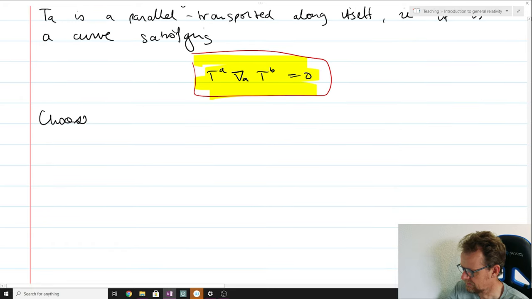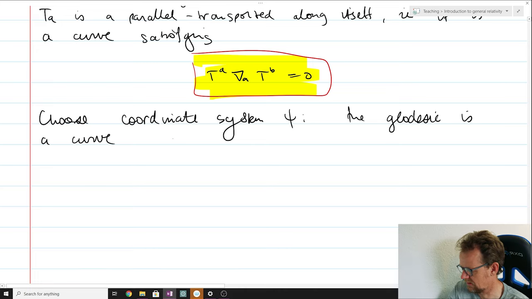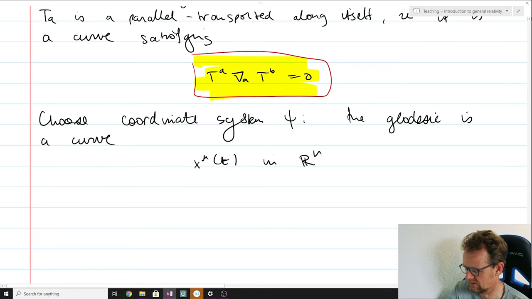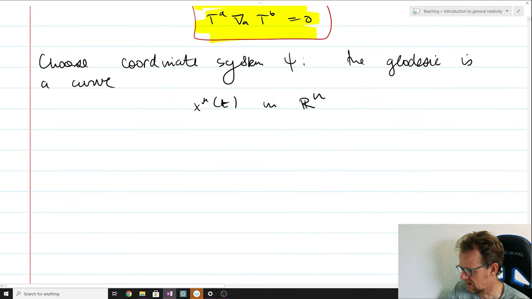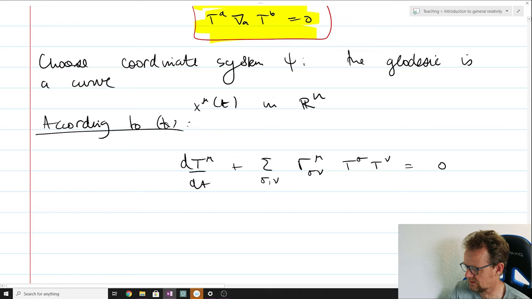So now let's choose a coordinate system and look at that expression in terms of a specific coordinate system psi. The geodesic itself in a coordinate system of a manifold is a curve, and a curve has coordinates x^μ that depend on some parameter t, lowercase t, and we're in a coordinate chart, so it's in R^n. So according to star, this notion of parallel transport that we had earlier in today's lecture, the components of our tangent vector in this coordinate system have to obey this condition, the parallel transport condition. But now, in place of v, we're putting the tangent vector itself.